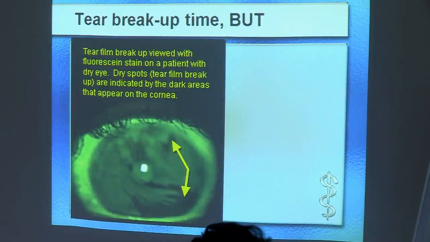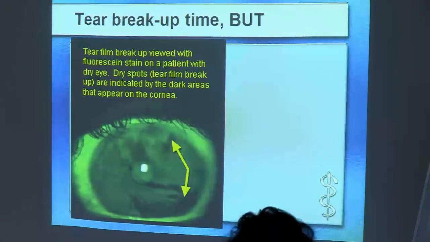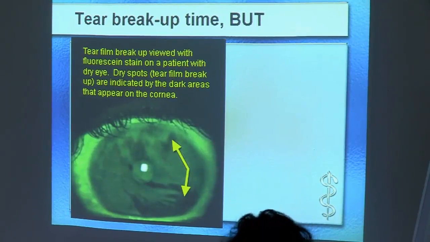Tear breakup time, as I said, so what we do is we put a fluorescein and ask them to blink and then hold. And if you see these black spots appearing within 10 seconds, that means they have an unstable tear film. Now, the point of me showing all this is you can do this in your practice, and you can actually make a diagnosis of these.